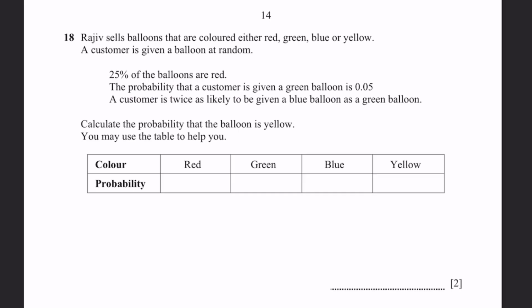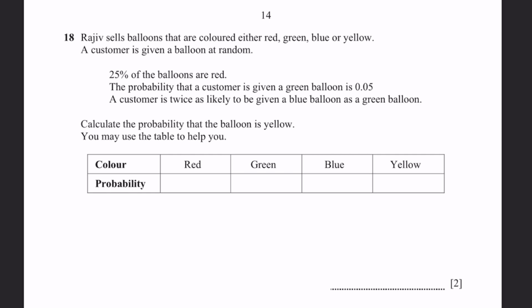Question 18. Rajiv sells balloons that are colored either red, green, blue, or yellow. A customer is given a balloon at random. 25% are red. The probability that a customer is given a green balloon is 0.05. A customer is twice as likely to be given a blue balloon than a green balloon. Calculate the probability that the balloon is yellow. You may use the table to help you.